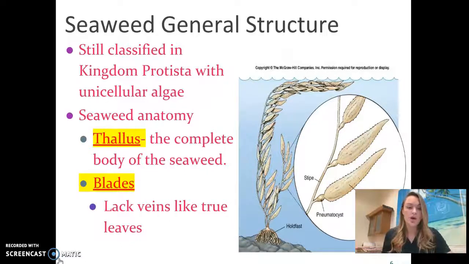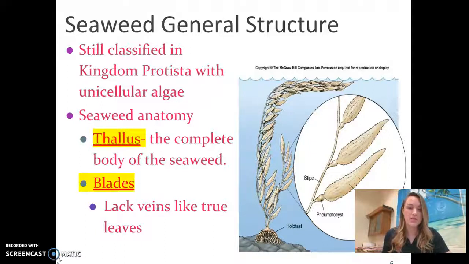The blades are basically the leaves of a seaweed. They are not technically a leaf because they do not have veins. So when you think about what a leaf looks like and you hold up one to the light, you can see the veins kind of running through it, whether it be a singular vein down the middle or multi-veins kind of spanning out from there. But the blades actually lack veins.